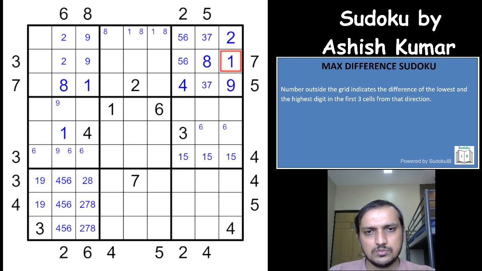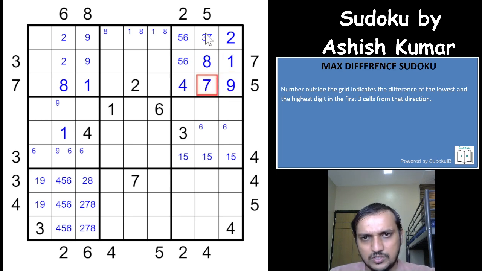Okay, so next we would look for is 3 cannot be here, so this would have to be 7, that is 3, because then the maximum difference would be 6 here. So 1 cannot be here, 5 cannot be here.